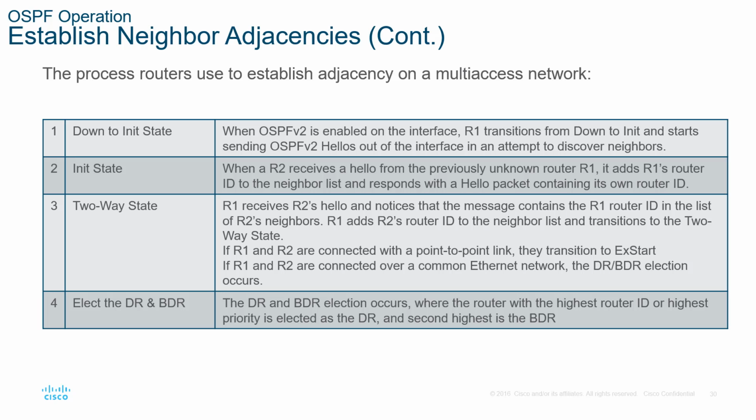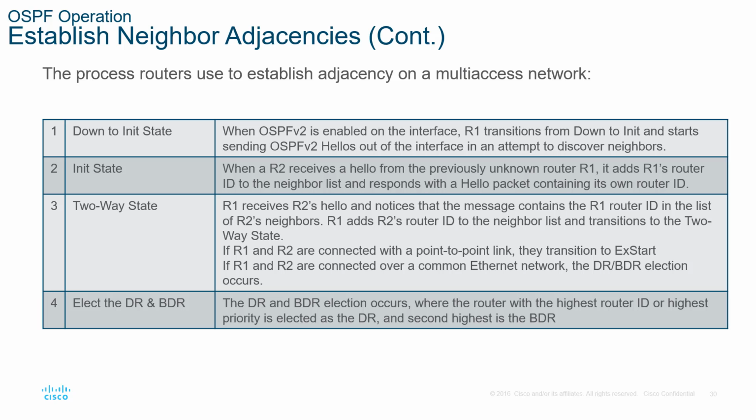R1 will then receive R2's hello packet and will notice the message will contain the router 1 ID in the list of information that R2's neighbors has. So now R1 will add R2's router ID to the neighbor list and will transition to a two-way state. If R1 and R2 are connected with a point-to-point, they transition to ExStart. Realistically, that's only used for point-to-point.